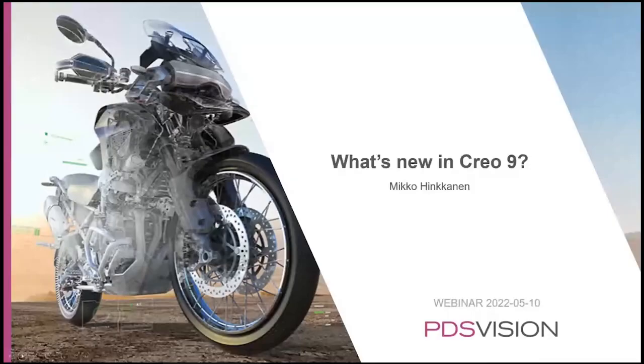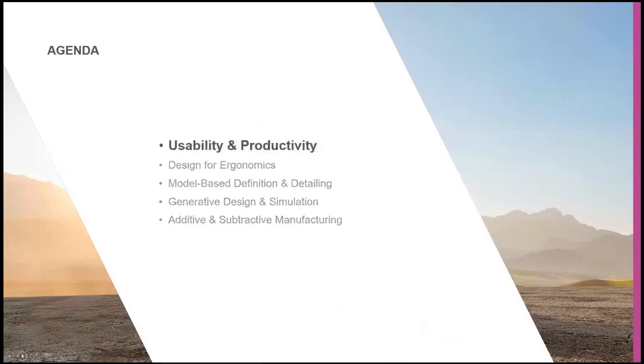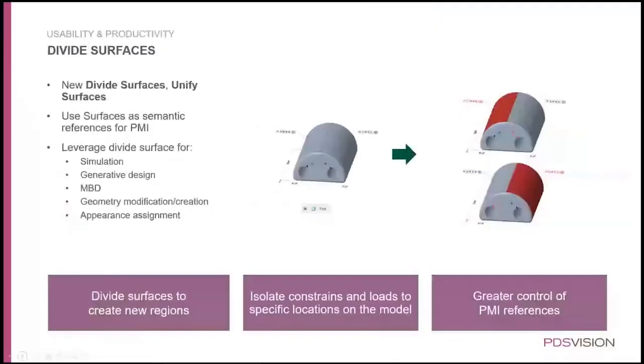So, let's go forward. Today's agenda has 5 different subjects which we go through. First, usability and productivity, then design for ergonomics. Then we have a bit of model-based definition and detailing, and then some simulation content, and at the end of the presentation there will be some additive and subtractive manufacturing, the fun parts. Let's go for usability and productivity.